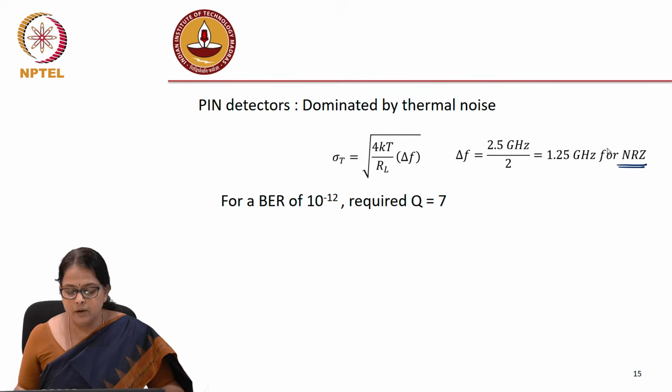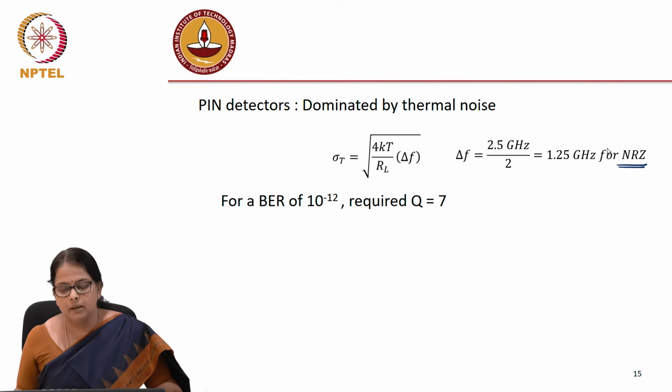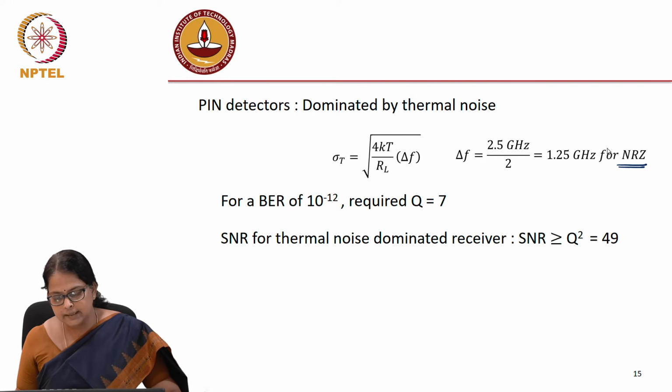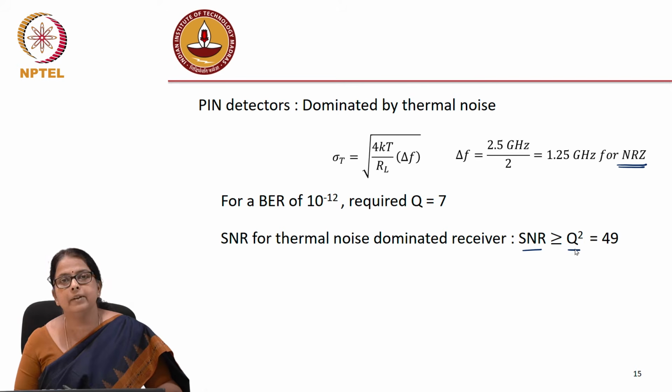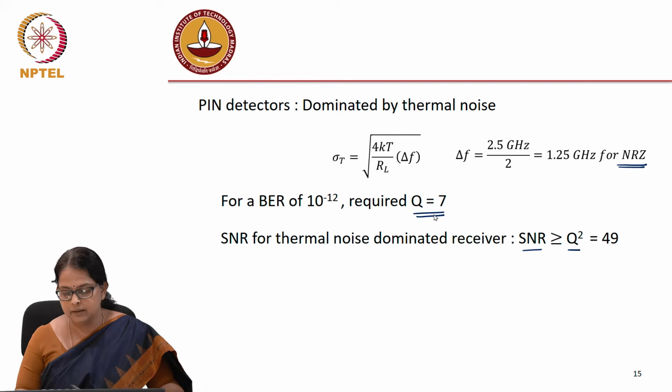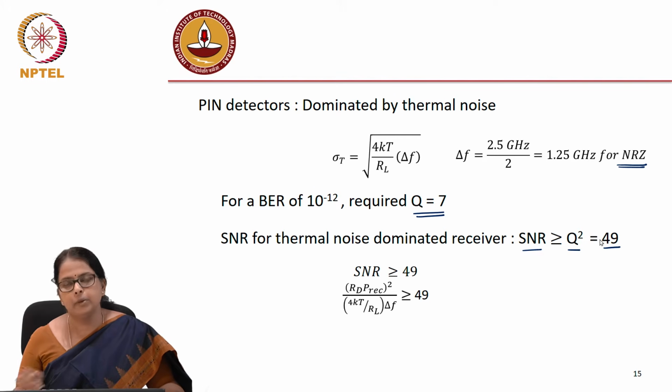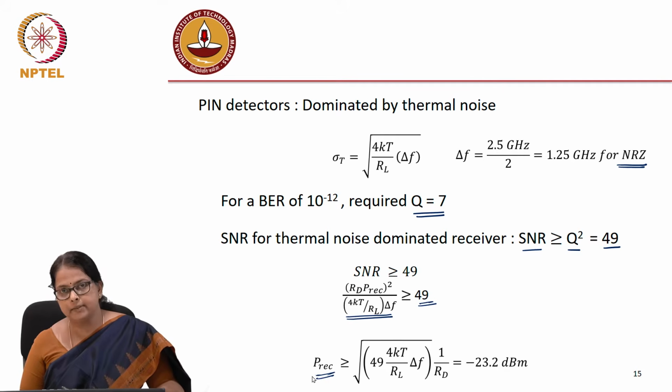Now for a BER of 10^-12, the Q required is 7. So the SNR, if it is thermal noise dominated, we have proved that SNR is equal to Q squared. We have derived this before. So the required Q is 7, so Q squared is 49. Now for that, it means that SNR must be greater than 49. Now SNR is nothing but receiver sensitivity.